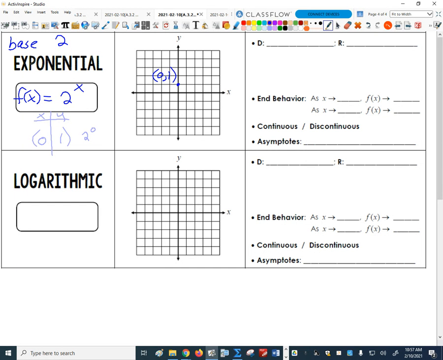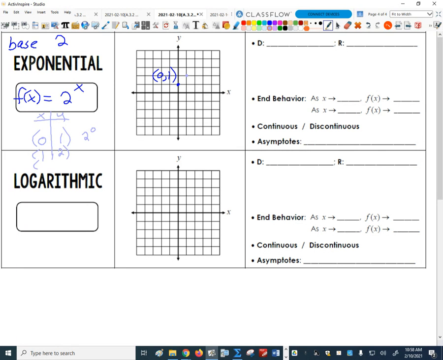Okay, and then if we pick some other values, how about if I plug in 1? In this case, 2 to the 1 is just equal to 2, right? So it would go through the point (1, 2). If the base were 10, then it would go through the point (1, 10), right? So the different bases are going to give you different points there, but the behavior is going to be essentially the same.